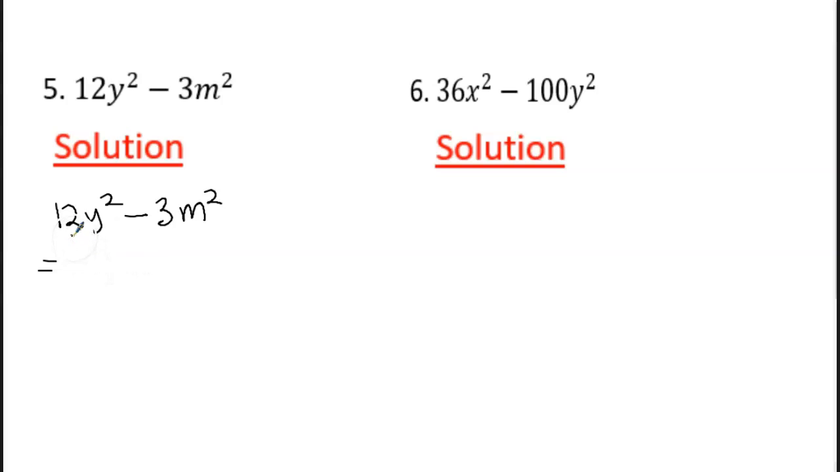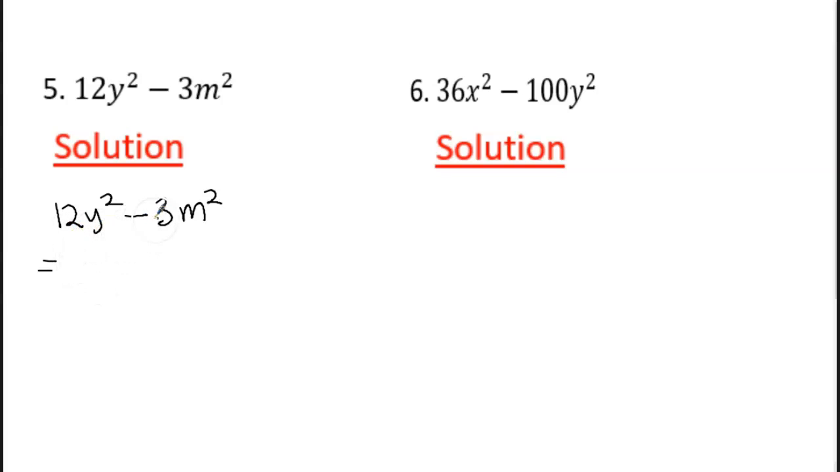So let's check. Is 12 a perfect square? No. Is y squared a perfect square? Yes. Is 3 a perfect square? No. Is m squared a perfect square? Yes. So what you can do is to ask yourself if you can factorize it first by the use of the common factor, so that you get a perfect square.